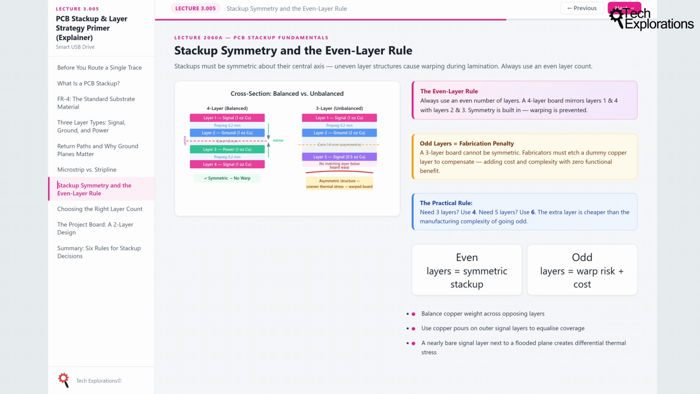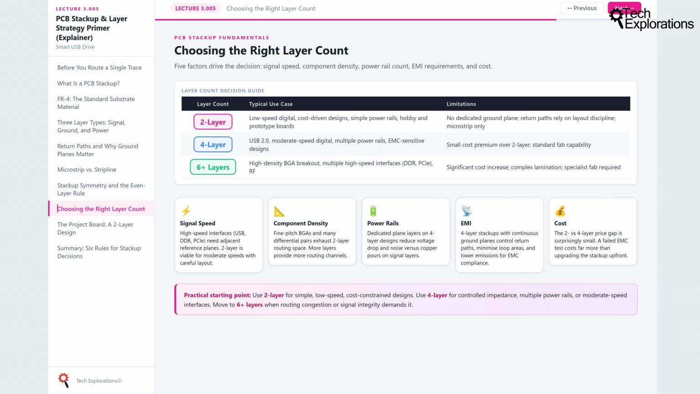Let's look at signal speed. High-speed interfaces such as USB, eMMC, DDR, PCIe benefit from adjacent reference planes. A 2-layer board can handle USB 2.0 and moderate-speed digital, but it requires careful layout discipline, and higher speeds demand more layers. Next, component density. High-density designs with fine-pitch BGA packages and many differential pairs may simply run out of routing space on 2 layers. More layers provide more routing channels.